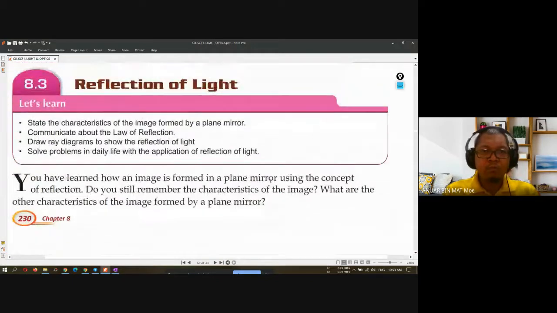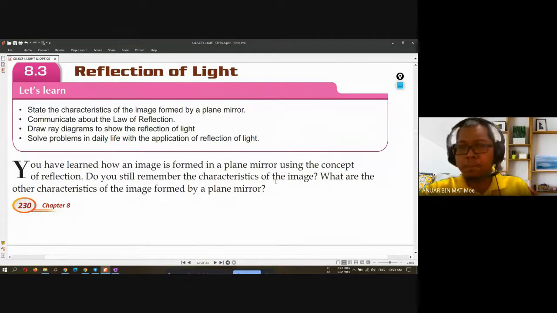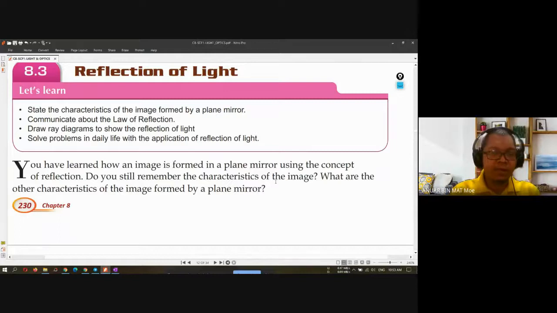Okay, number one, you must understand the characteristic formed by a plane mirror. We are just using plane mirror. Okay, in 8.1, if you still remember, how many types of mirror, class? 3. 3 types of mirror. Very good. Number one is plane mirror. Number two is concave mirror, and number three is convex mirror. Okay, so in 8.2, we just focus on the reflection of light in a plane mirror only.